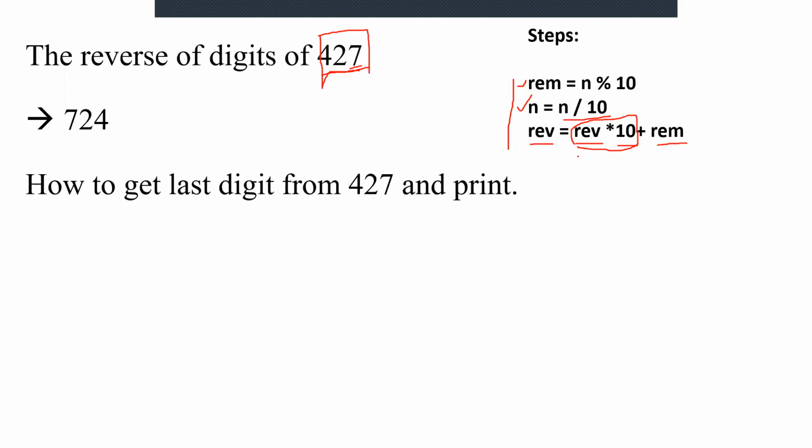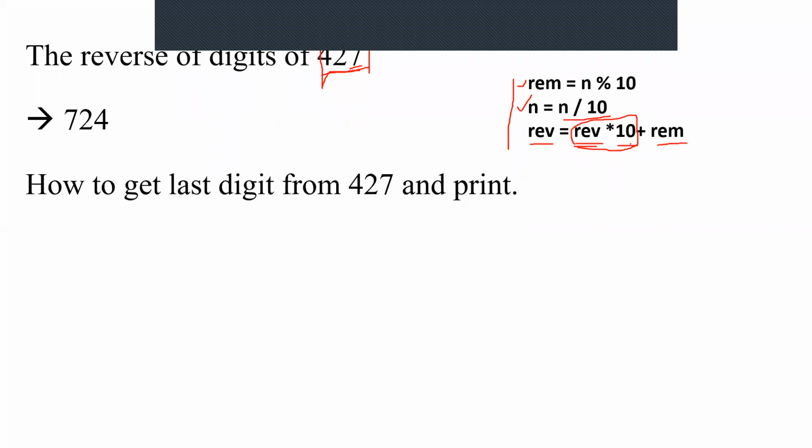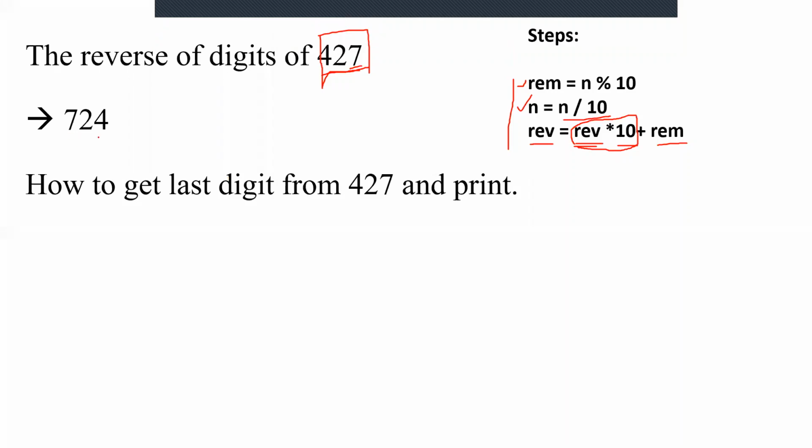Got it? So yeah, for easiness I had kept it like this. The steps are also the same, I'm only telling it in order to understand. When we compare with the previous one, we were just accumulating in a variable called sum by adding the remainder to the previous value of sum. Here we are adding the remainder, but we are multiplying the previous value of reverse with 10. Got it? So if the number is 427, we are using a variable called reverse, which we initialize to 0.